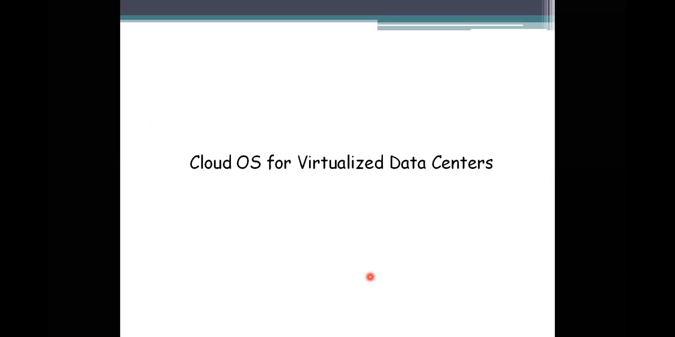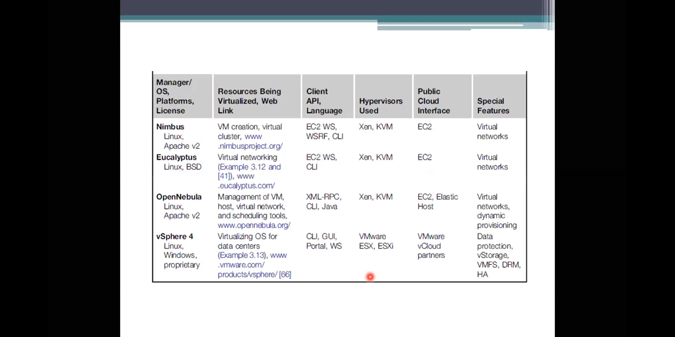So that's about today's class. Tomorrow we will see the cloud operating systems which we are using for virtualized data centers. We have different examples here. We will see the cloud structures we are using. We have discussed many clouds, but we haven't seen any cloud representations until now. So we have four different representations here: Nimbus, Eucalyptus, OpenNebula, and vSphere 4.